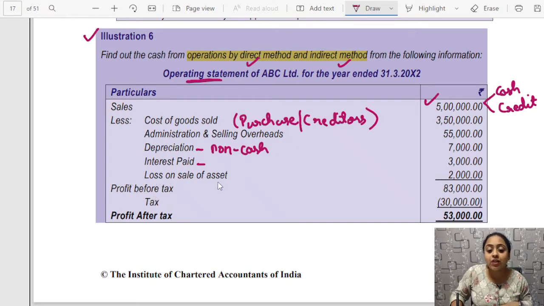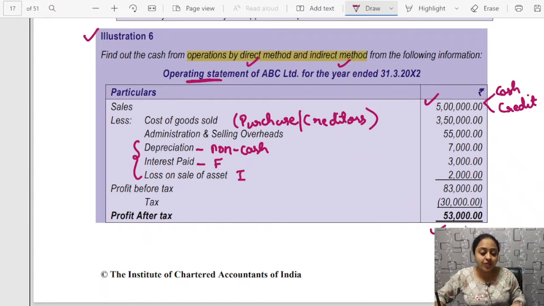Loss on sale of asset, this is an investing activity, and this, I guess, is a financing activity. Okay, so these will be removed as they are, no doubt. Profit before tax, then tax 30,000. Profit after tax is 53,000. So for the indirect method you will start with 53,000.